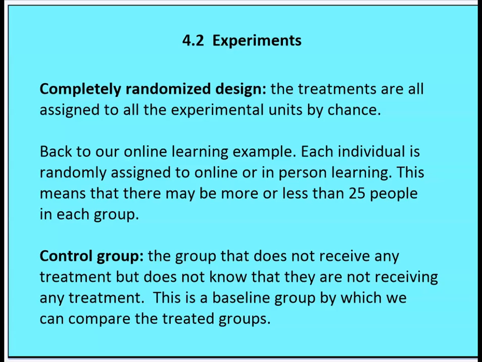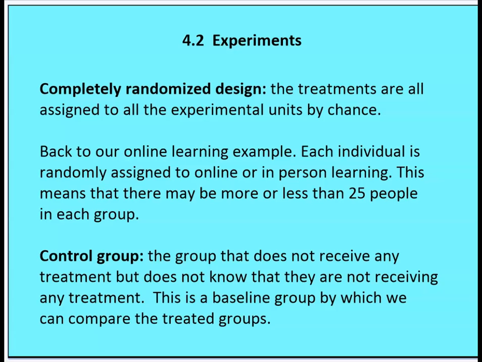Okay, completely randomized design is where the treatments are all assigned to the experimental units by chance. Back to our online learning example, each individual is randomly assigned to online or in-person learning. This means that there may be more or less than 25 people in each group. So we have 50 people, and then we run a spinner. Either they pick online or in person. And so the likelihood is that there's pretty close to 25, but not all the time will there be 25 people in each group.